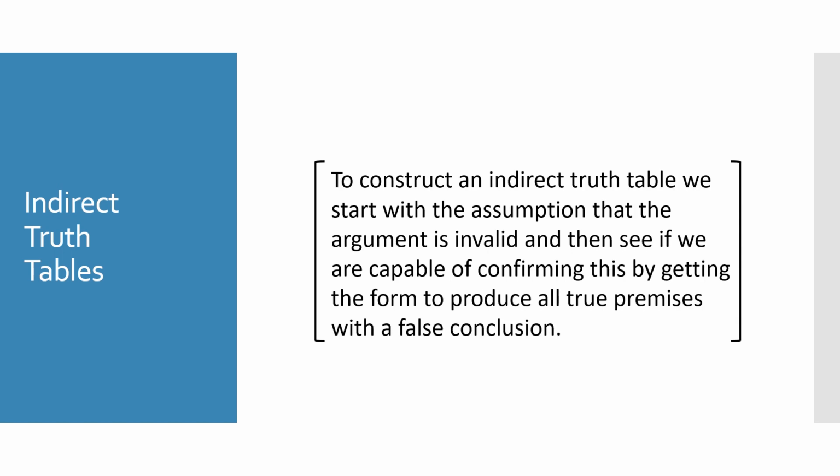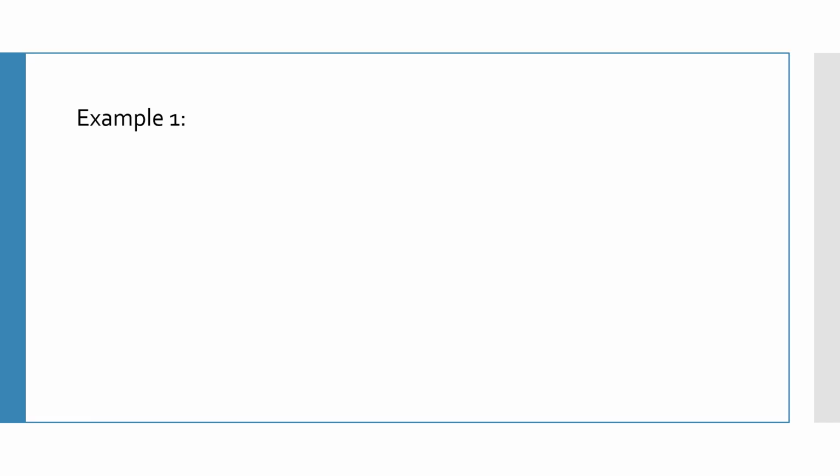Now, to construct an indirect truth table, we start with the assumption that the argument is in fact invalid, and then we see if we are capable of confirming this hypothesis by getting the form to produce the result that all of the premises are true and the conclusion is false. Now, the easiest way to explain this is to just jump right into an example. And let's start here with example number 1.